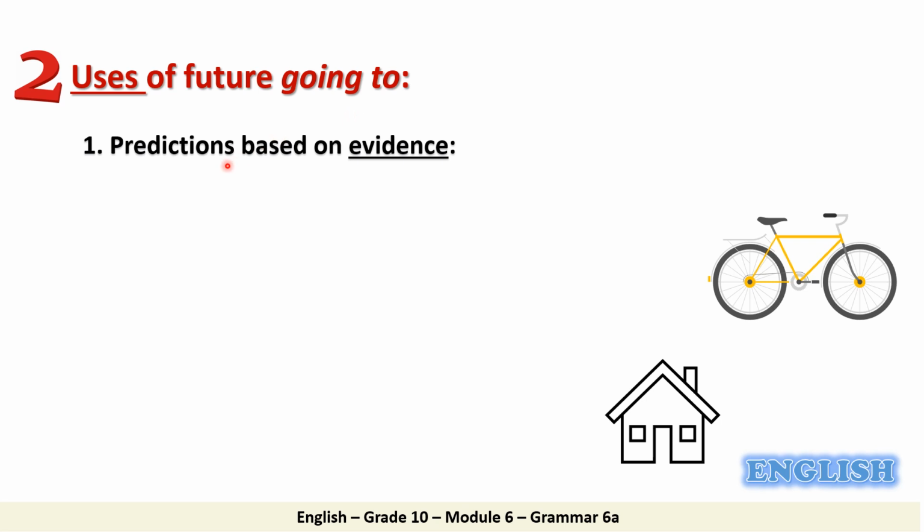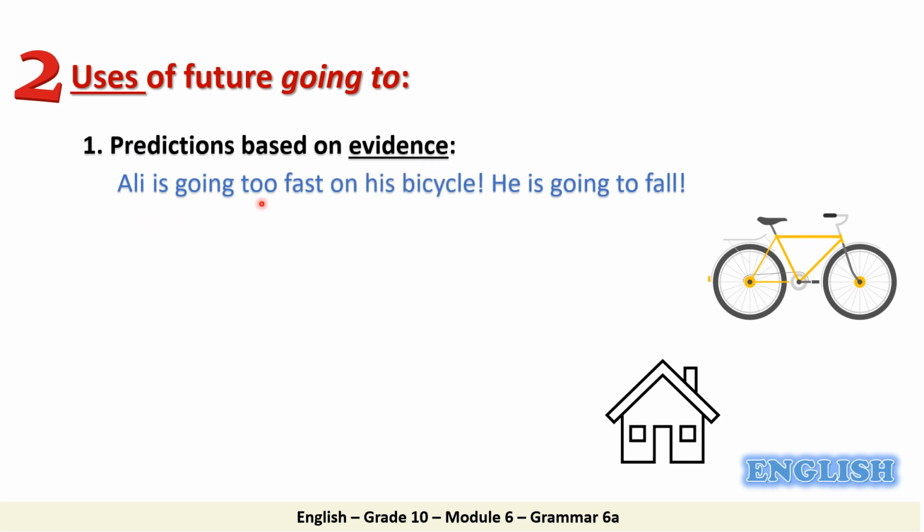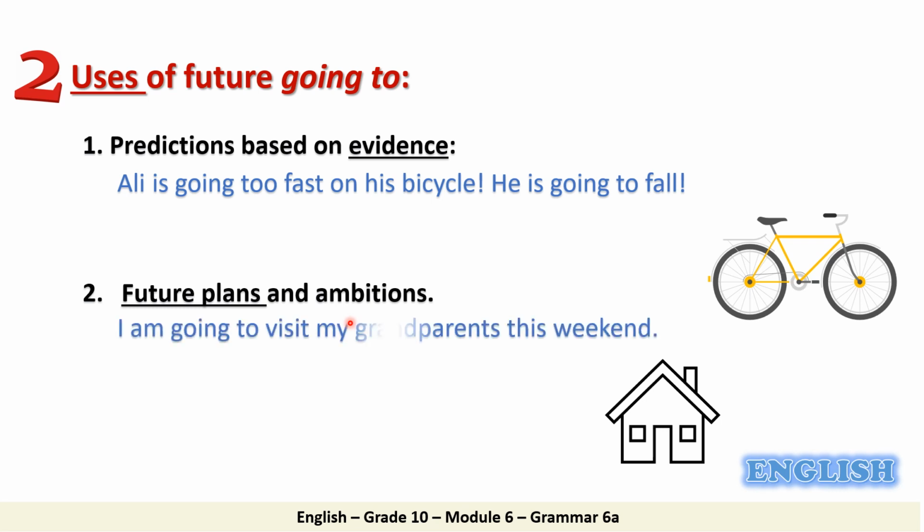Now let's move on to the next point, which is the uses of future going to. We use it for predictions based on evidence, something that we can see with our own eyes. For example, Ali is going too fast on his bicycle. He is going to fall. Also, we use it for future plans and ambitions, something that you planned for. I am going to visit my grandparents this weekend. You made a plan.